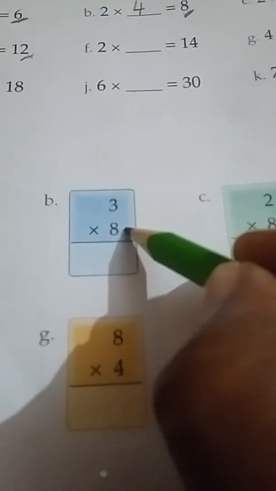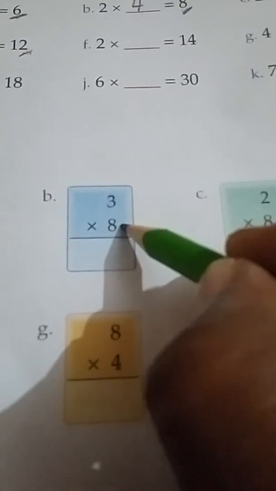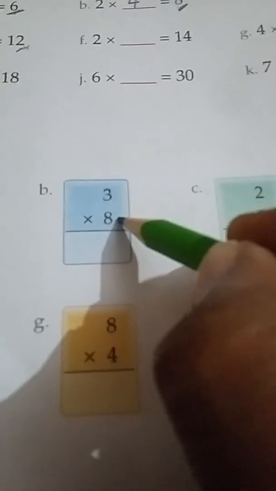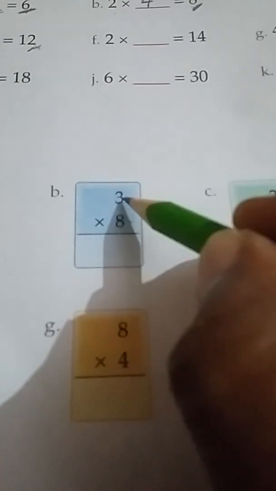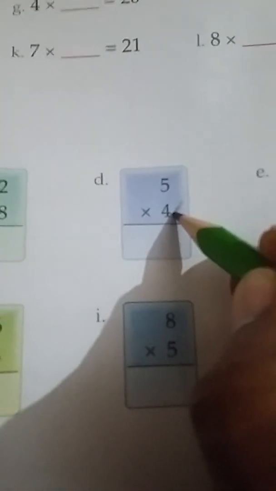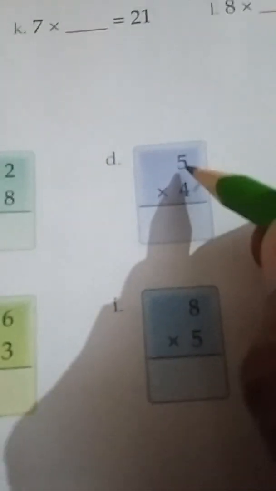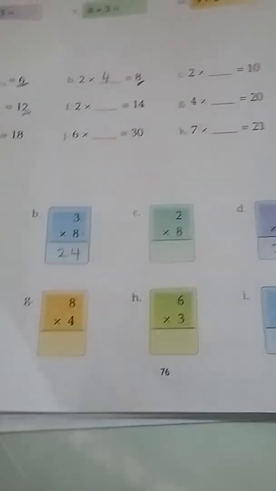One more, here you have to read the multiplication table of 8, means 8 multiplied by 3. 8 ones are 8, 8 twos are 16, 8 threes are 24. Here 4 multiplied by 5 means you have to read the table of 4 up to 5. 4 ones are 4, 4 twos are 8, 4 threes are 12, 4 fours are 16, 4 fives are 20. Same, you have to complete this exercise.